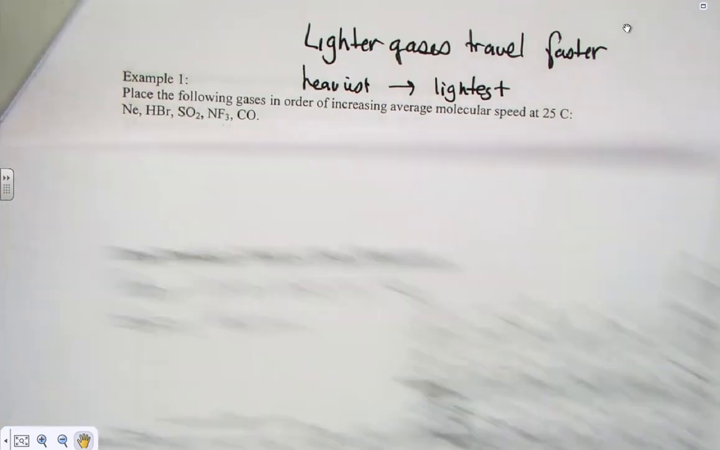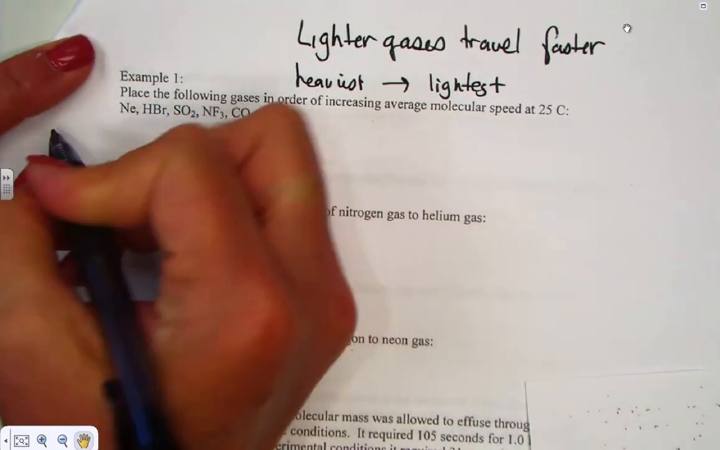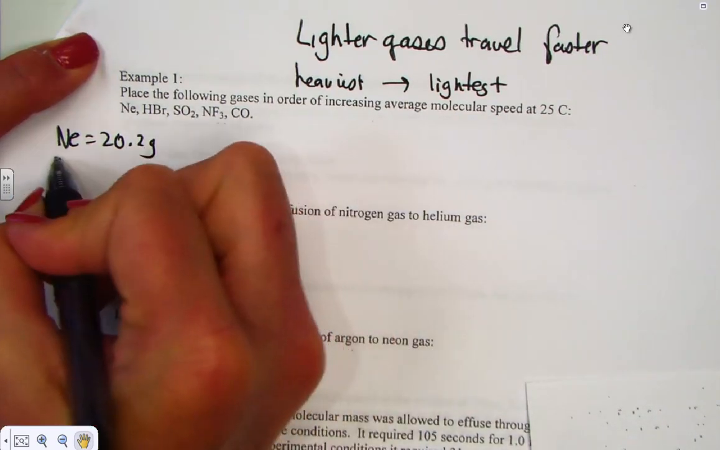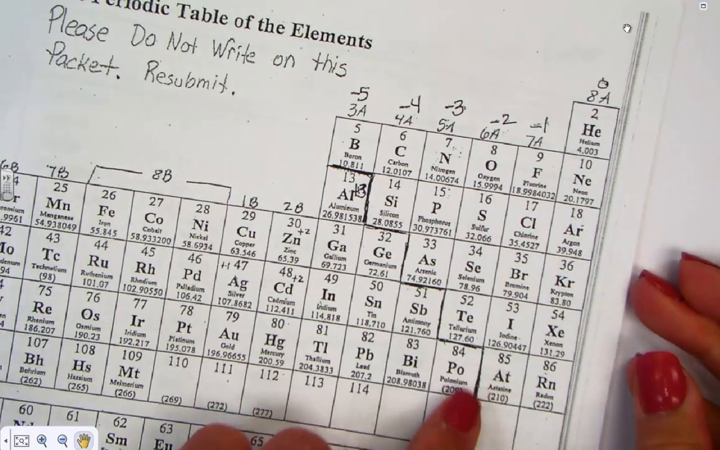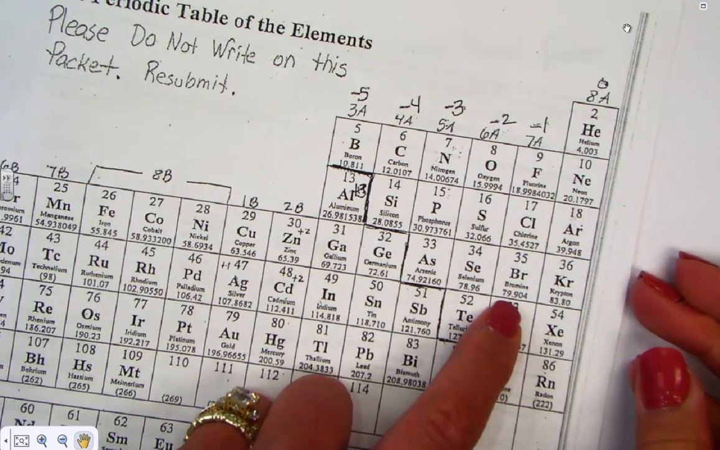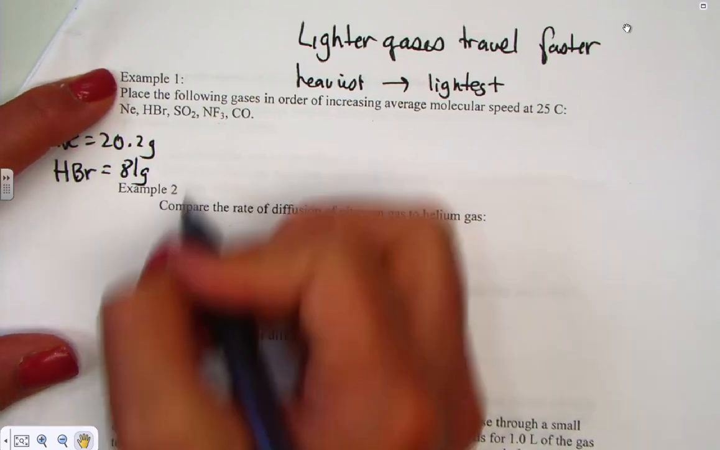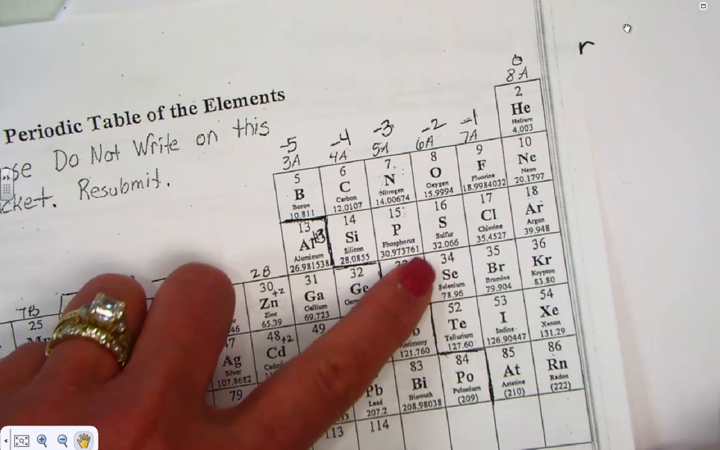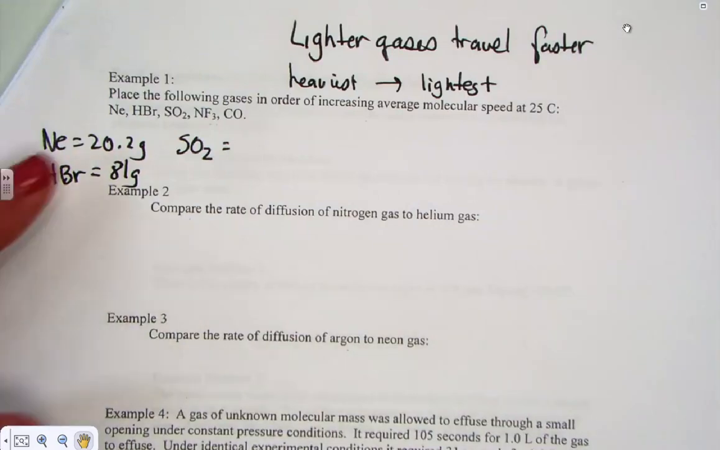So here we have Ne, neon, with a formula mass of 20.2. Let's just record that. Neon, 20.2 grams per mole. HBr, what is its molar mass? Well, here's bromine at 80. We can call it 79.9 plus one more for the hydrogen. So again, these are just estimates, so I'll put 81 grams per mole. We have SO2. SO2, again, finding molar mass, we have 32 plus 16 plus 16. That's 64.